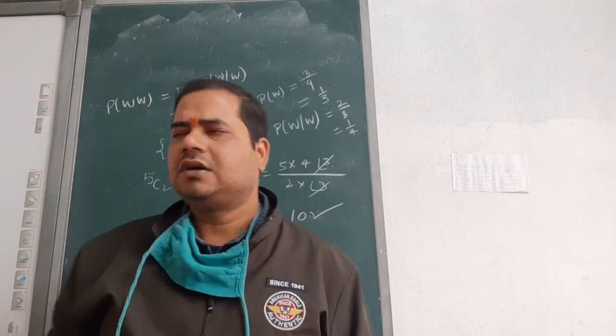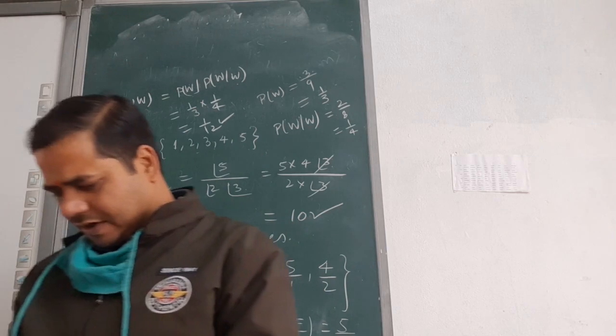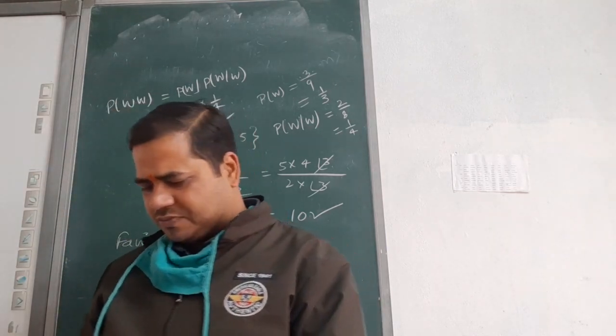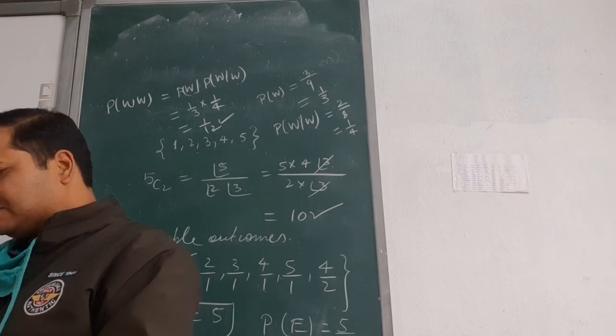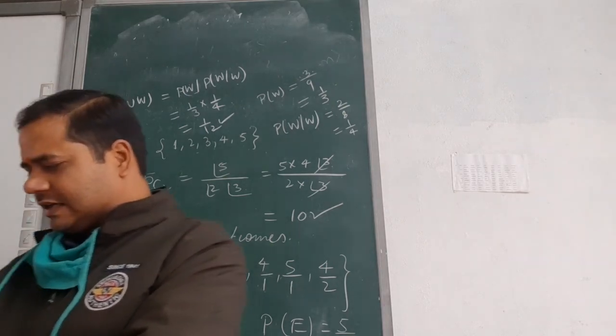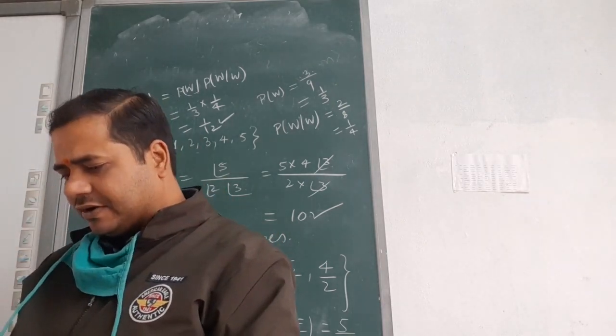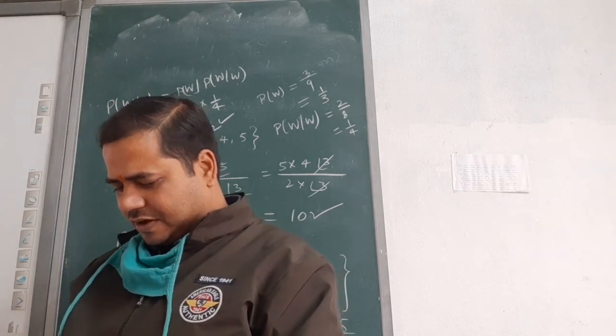This is the answer. Okay, 1 by 12. Option C is the answer. Clear? So the rest of the questions we shall discuss next day. Okay, 1 by 12. This is the answer.